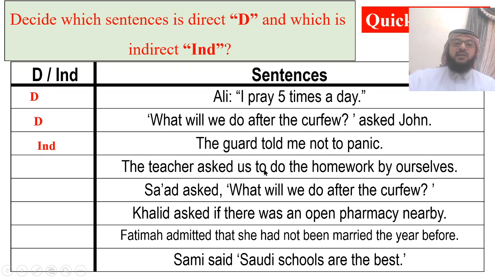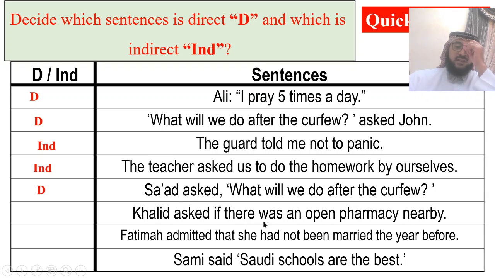The teacher asked us to do the homework by ourselves. هل هذا كلام مباشر ولا منقول لنا؟ قال كذا كذا أو طلب منا. 1 2 3 indirect. لاحظوا شباب ما في أقواس. سعد asked what will we do after the curfew. 1 2 3 direct. هذا نفس الكلام كلام سعد بالضبط موجود بين أقواس.